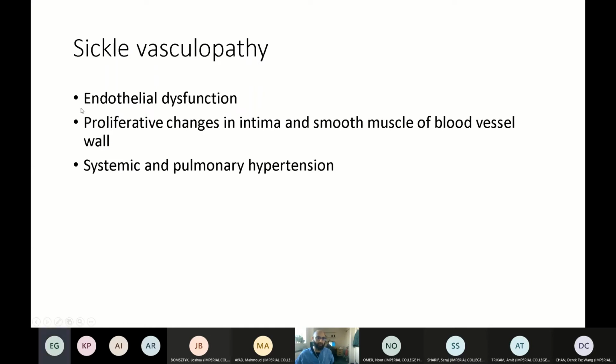So sickle vasculopathy results in endothelial dysfunction and proliferative changes in the vessel walls. And as we already said, it can be associated with systemic and pulmonary hypertension.